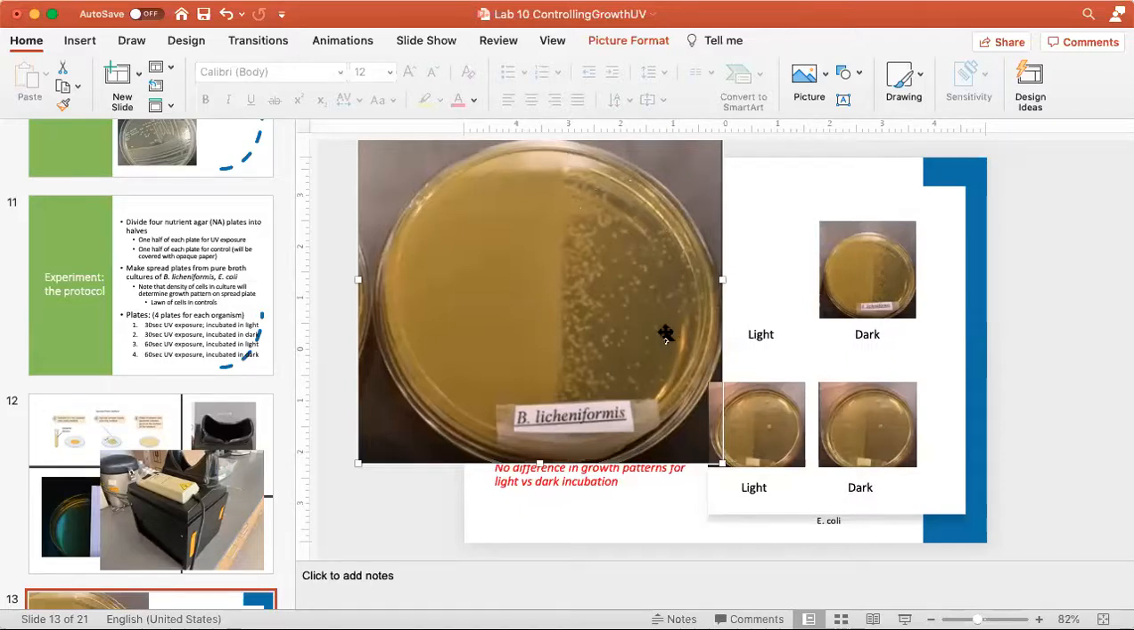The plate is bare. But I also see some repair going on. I can see some repair happening here. How do I know repair happened? Because some of those cells acted like they didn't even get exposed. Some of those cells did what they always do, which is grow and divide and create a colony. Not all of them did, though. There was a bad effect for some of them, but not for all of them.